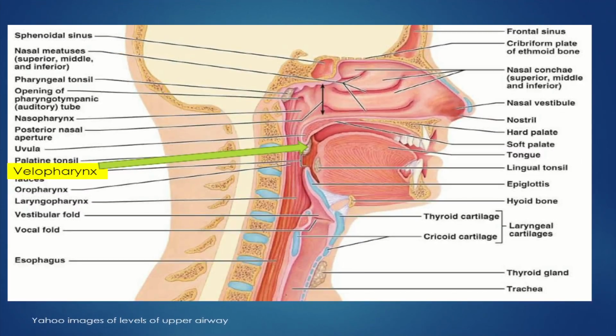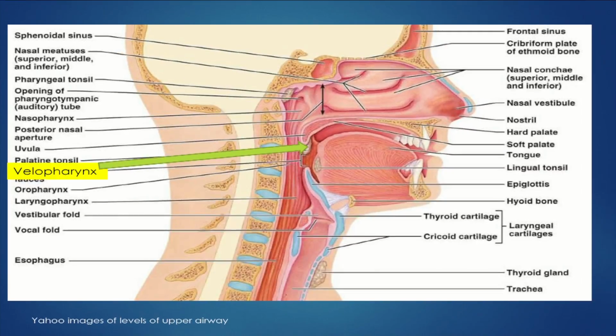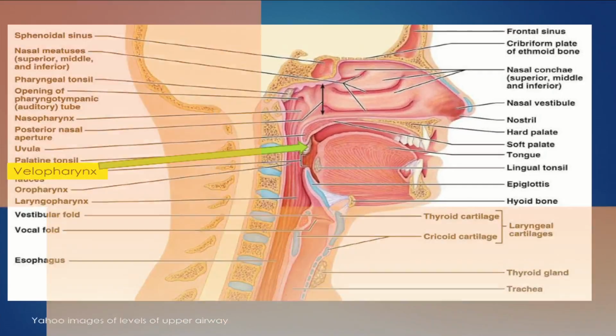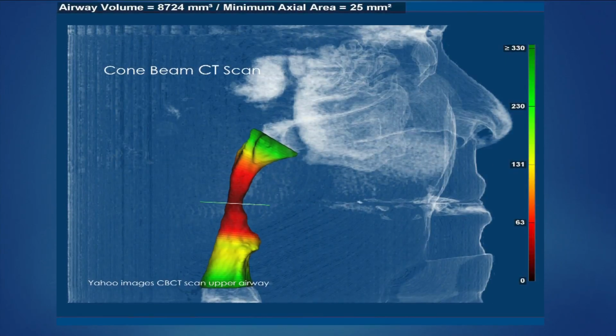This is where a cone beam CT scan could be very beneficial. In this illustration here, it shows that the obstruction, or the smallest part of the airway, was at the level of the velopharynx. However, if we treat a patient for sleep apnea with an oral appliance and it's not effective, we have to think that the obstruction may be at another site than the velopharynx.